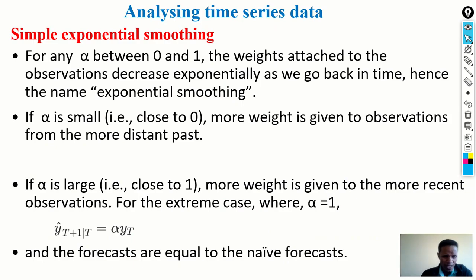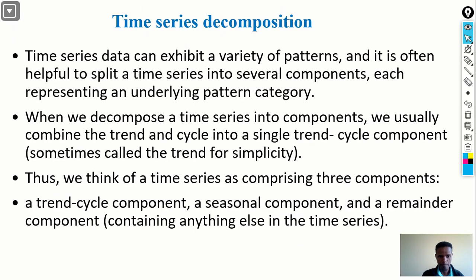Okay, and the forecasts are equal to the naive forecasts. That means the naive method says that the forecast of the future values of an outcome variable is exactly the same as the last observation. So finally, if alpha is 1, then it will be exactly the same as that of the naive method.